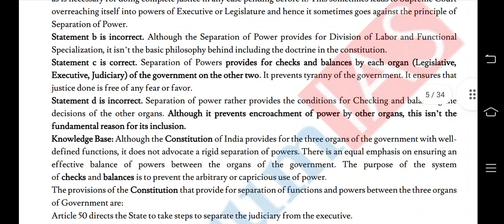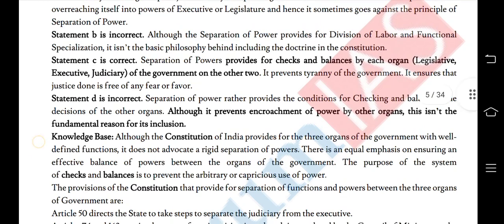Statement D is incorrect. Why it is incorrect? Separation of power rather provides the conditions for checking and balancing the decision of the other organs, although it prevents encroachment of the power by other organs. This isn't the fundamental reason for its inclusion.